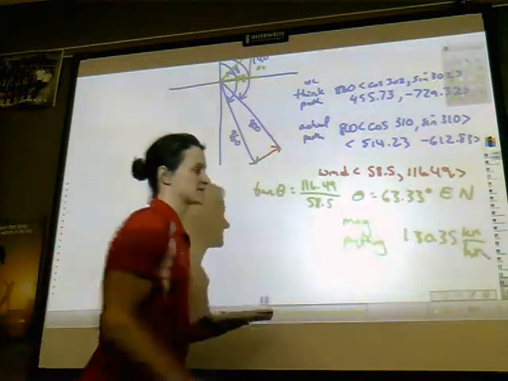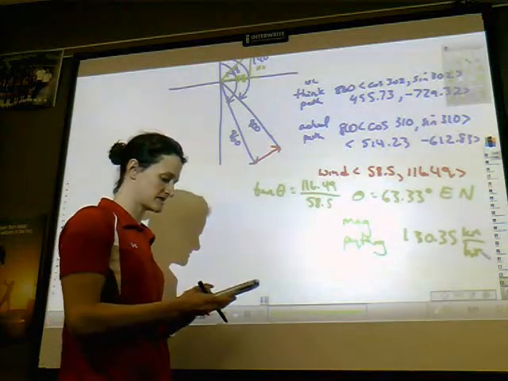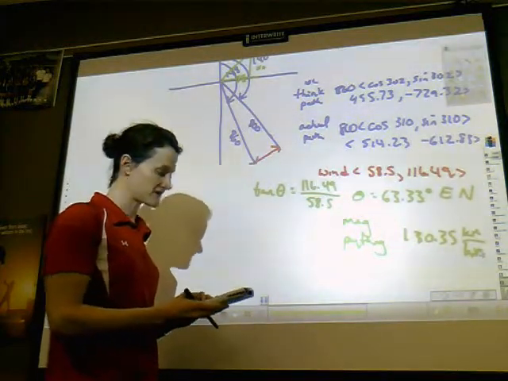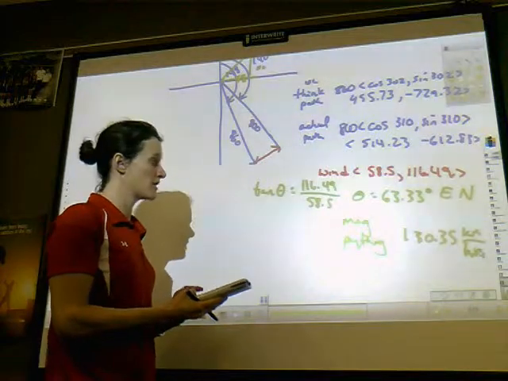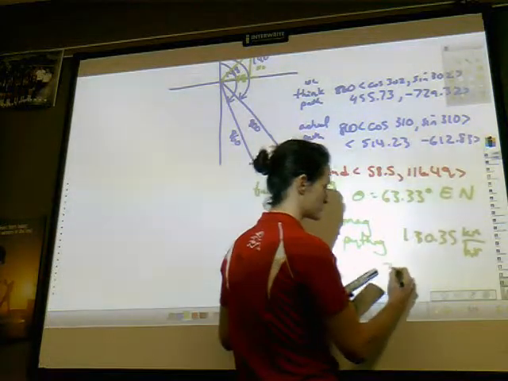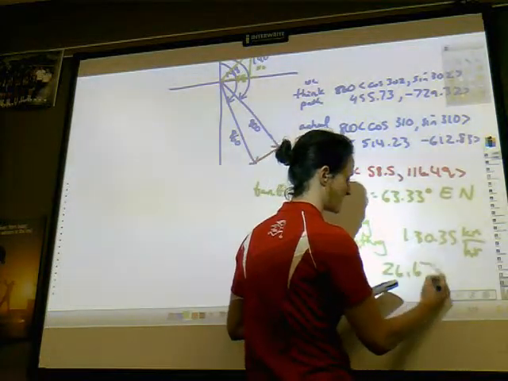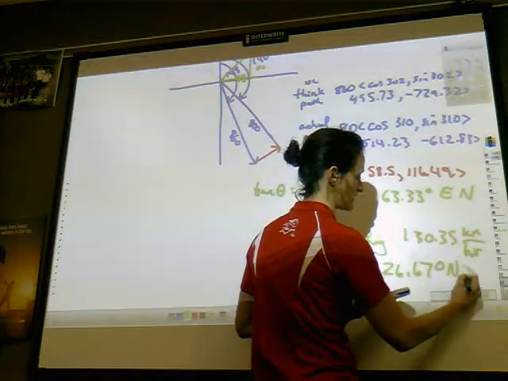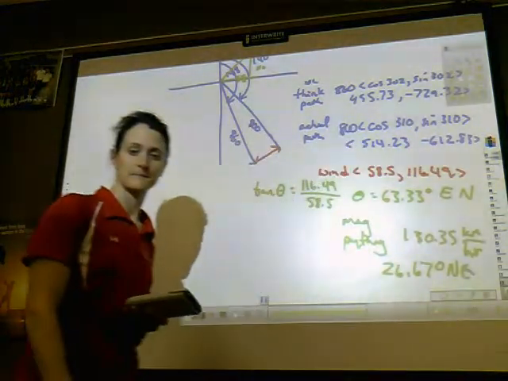Now I hate that. That shouldn't be east-north. That doesn't make sense. So to convert it, we just subtract it from 90 so that it's coming from the north, going towards the east instead. So 26.67 degrees northeast. And we're done.